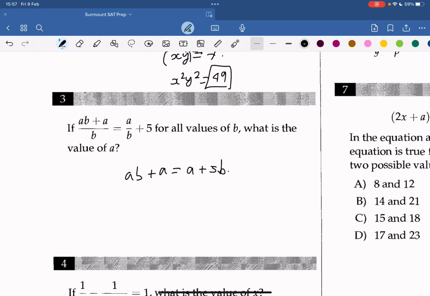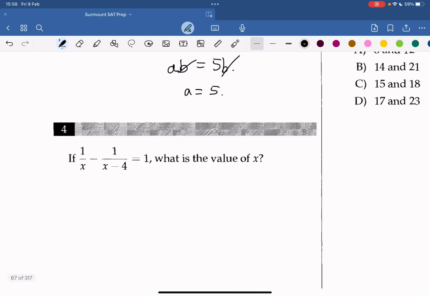So we are essentially canceling out the b, because we don't like variables in the denominator. And by doing this, we can slowly collect these to get ab is equal to 5b, because the a's will cancel out. And since ab is equal to 5b, a will be equal to 5, because the b's will cancel out. So the answer is 5.